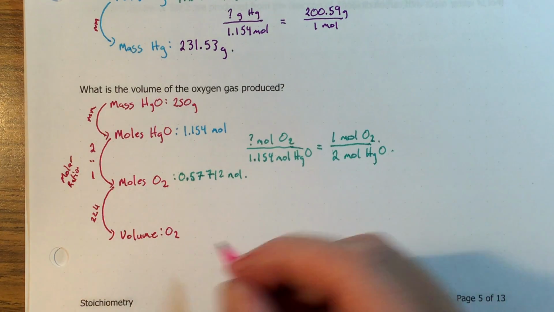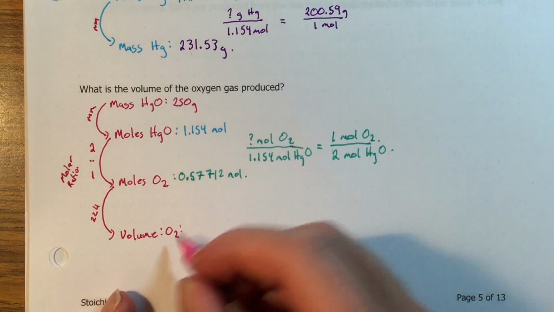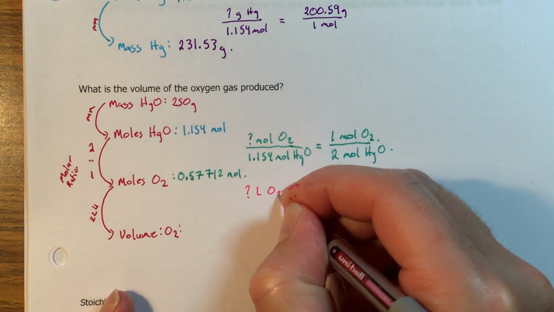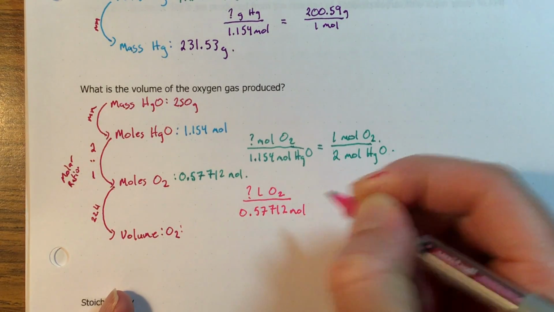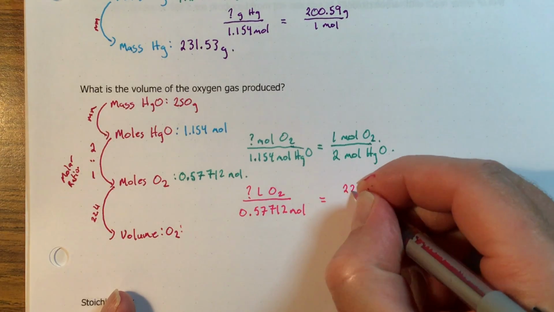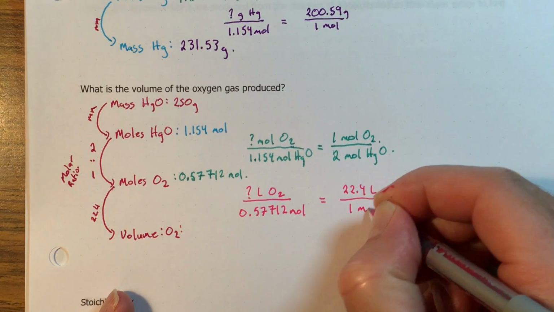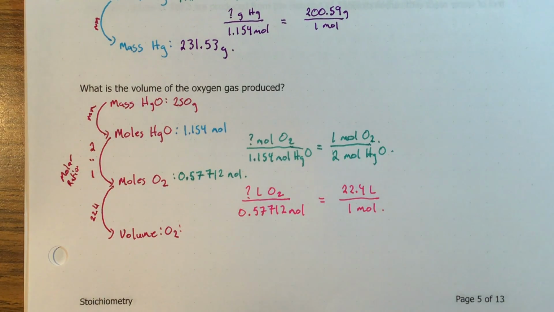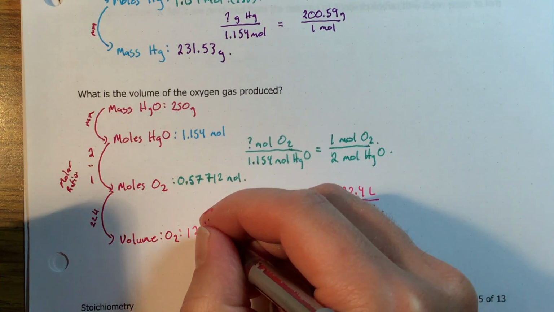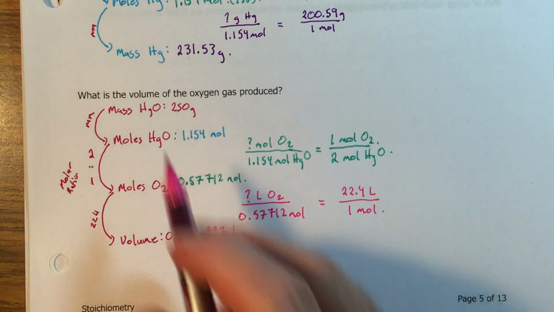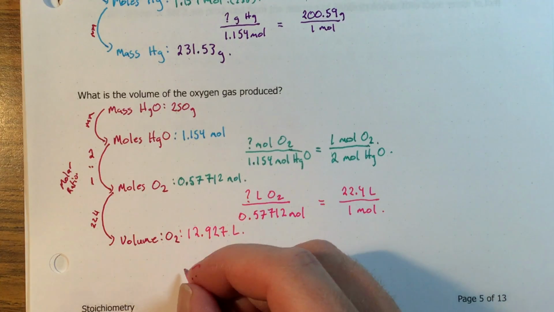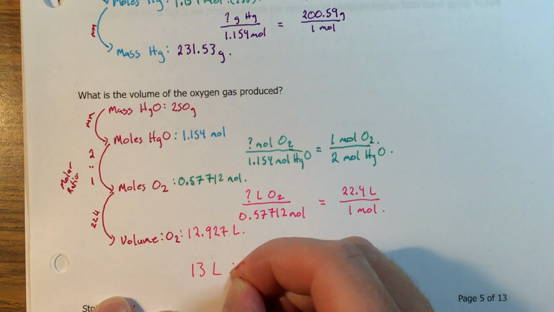So to do our volume of O2, I put this guy on the top. How many liters of O2 are in 0.57712 moles if there are 22.4 liters in 1 mole? This number is still in my calculator, and I just times it by 22.4. That gives 12.927 liters. This should have two significant figures because we started with 2, so it should be 13 liters of O2.